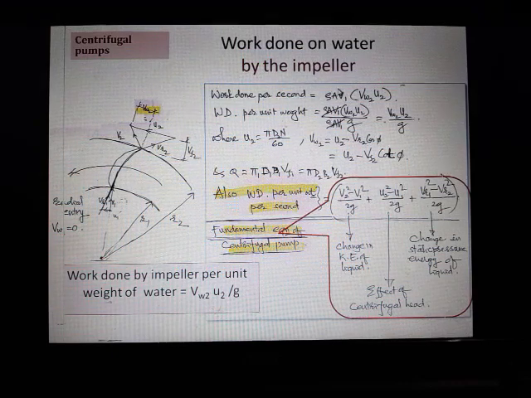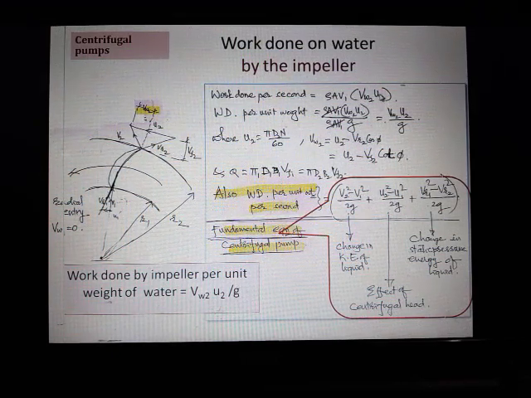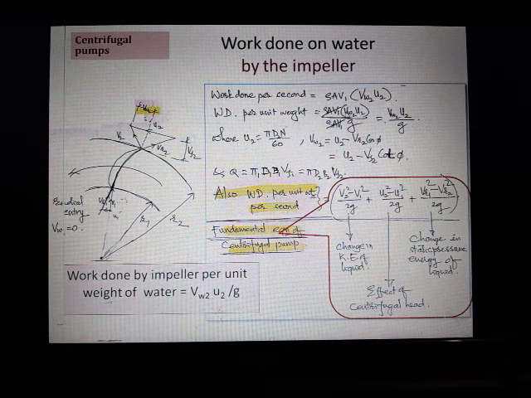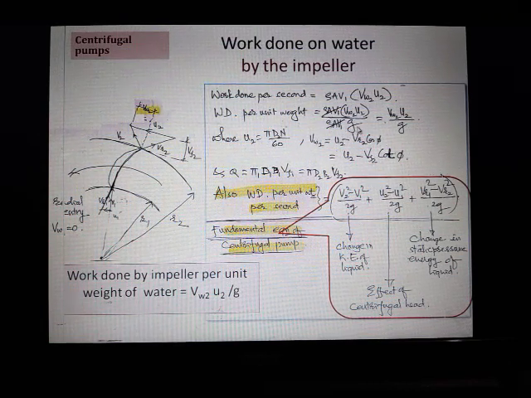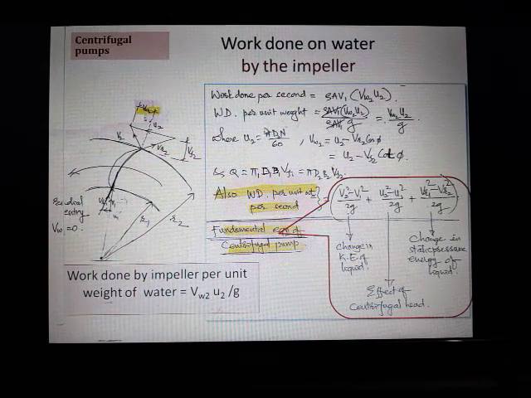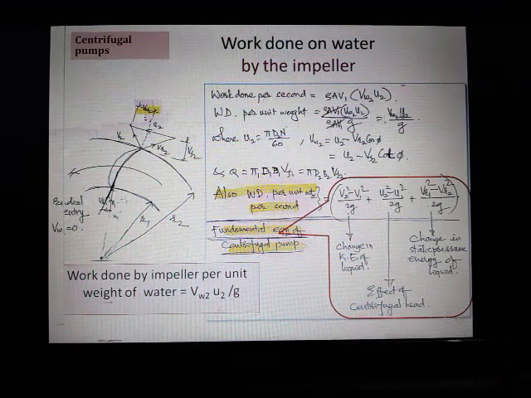So mass rate of flow, change in velocity multiplied by distance moved per unit time, that gives you work done per second. Now work done per unit weight, if you want, is work done by the whole liquid divided by its weight, rho a v1 into g, that is m into g. So this cancels out. Very simple expression: work done per unit weight will be vw2 u2 by g.